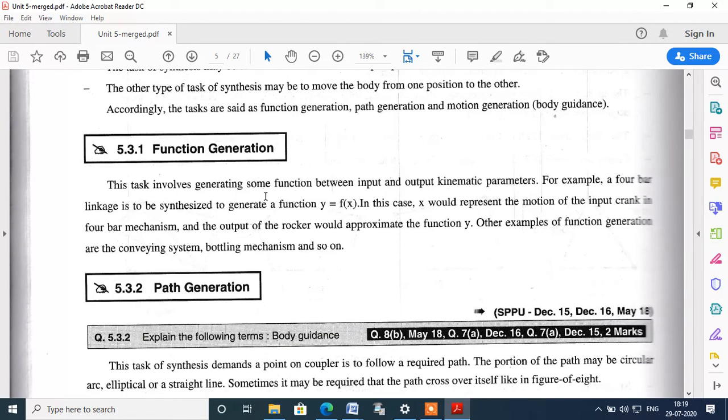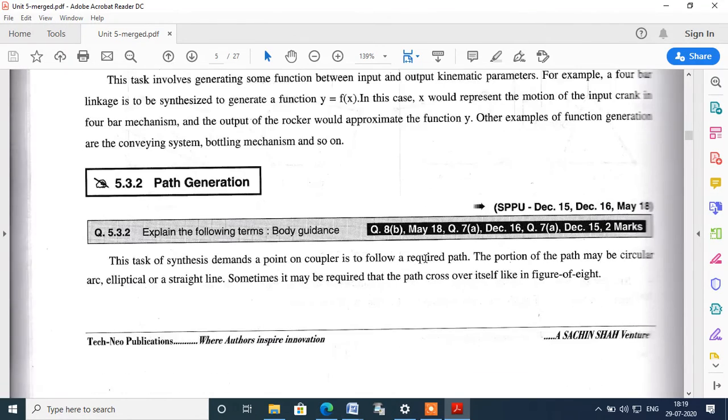So function generation involves generation of some function between input and output kinematic parameters. For example, a 4-bar linkage is to be synthesized to generate a function y equal to f(x). In this case, x would represent the motion of the input crank in the 4-bar mechanism, and the output of the rocker would approximate the function y.